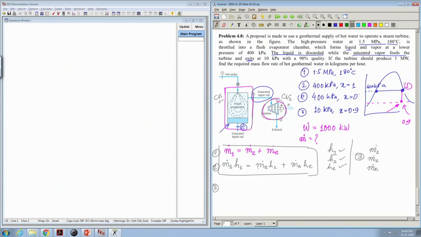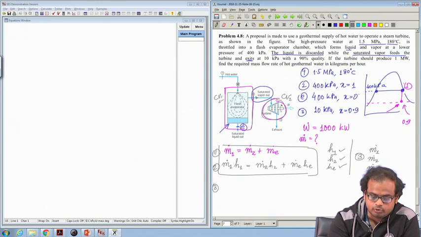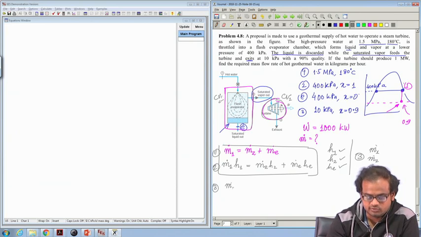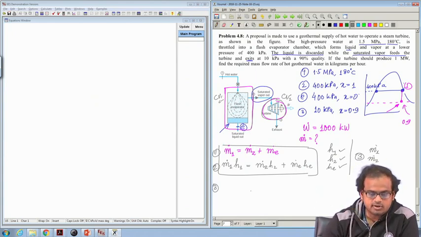Look, the mass balance in CV2 is obvious. Whatever mass is coming in through point 2 is the same mass exiting at point 3. So mass balance is simple, m dot 2 is equal to m dot 3. So we need not write this. The only variable here is m dot 2.